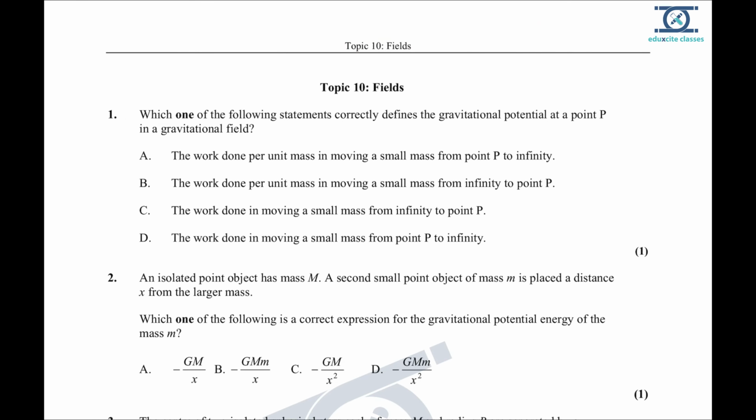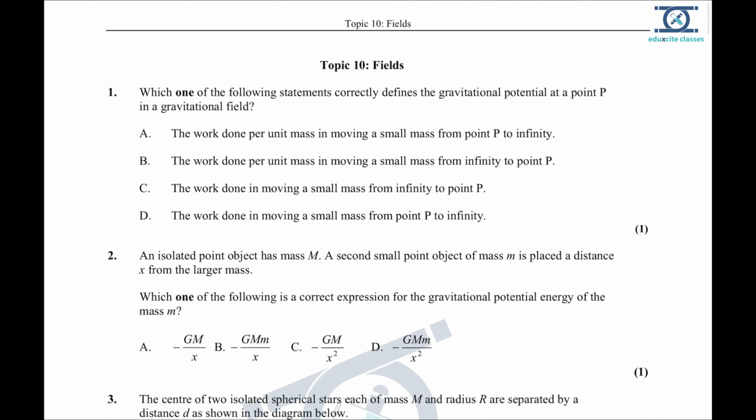Before you start watching the solution, I request you all to please go through the worksheet which I have uploaded in PDF format. You can see the link in the description below. Please solve that worksheet and then watch this video for the solution. As of now, I am starting with the very first question.